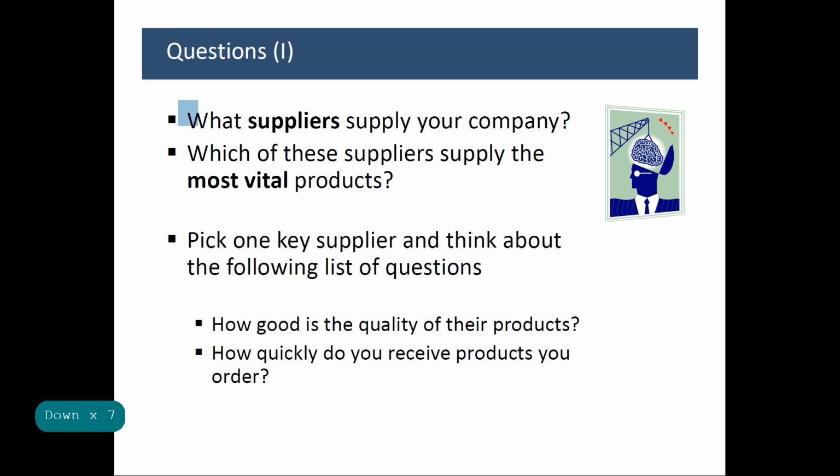So questions that you can ask yourself if you work in a company that wants to do a supply chain mapping are, first of all, which suppliers supply the company? So who are the suppliers that work together with my company? And which of these suppliers is most vital or most important to my products? So if you consider the supply chain map that we have seen with the raw material that is delivered from the suppliers, which are the most important ones with respect to quality, etc.